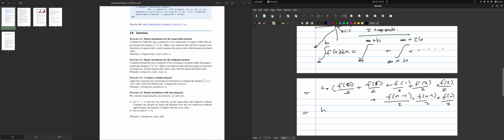So h times f0 over 2 plus, here this 1 over 2 shows us something. This is the sum from n equals 1, wait a minute, until n minus 1, of fn, until n minus 1.